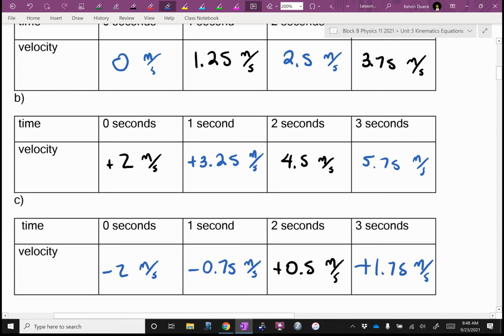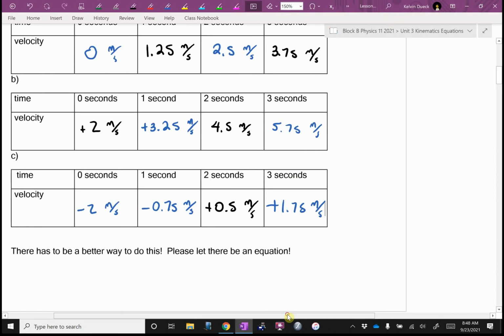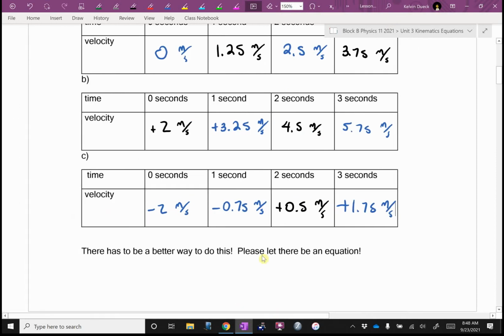And again, what if I wanted to find it after 10,000 seconds? Do I need to find the previous 9,999 seconds? Is there a shortcut? I think there's going to be a shortcut. But are you kind of seeing what we mean by acceleration and why the direction matters? If your acceleration and your velocity are in the same direction, you're going to speed up. If your acceleration and your velocity are in opposite directions, you're going to slow down, probably eventually come to a stop, change direction, and then start speeding up.